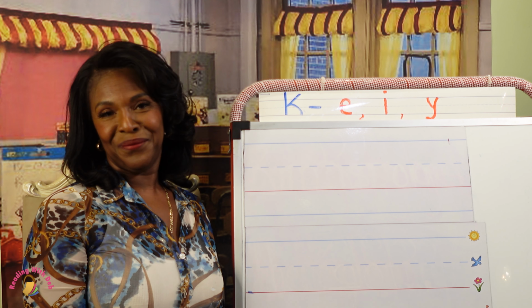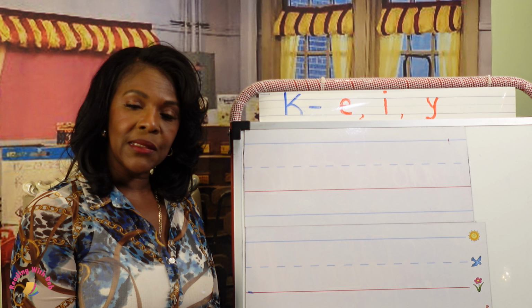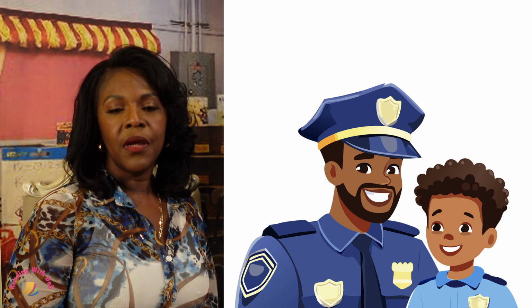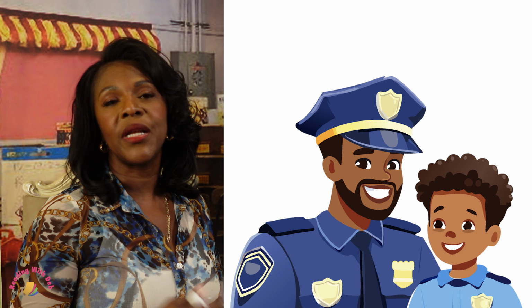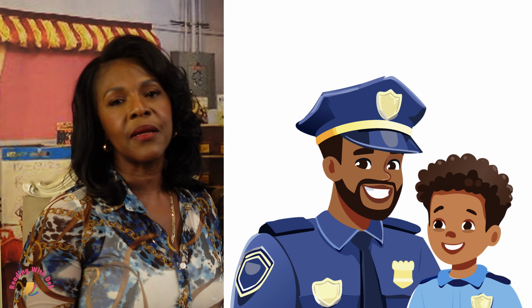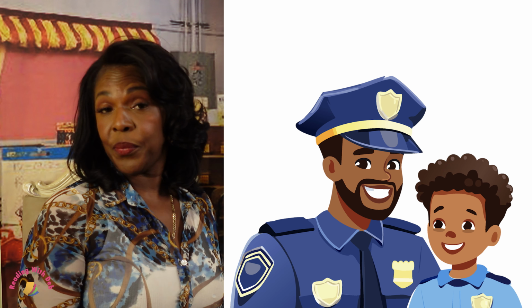Now let's continue with the last sentence to practice using the K or C for the sound K. The sentence is, Rob is the kin of a cop. Now the word kin means a relative, family member. Okay, and cop, we know that is police officer.